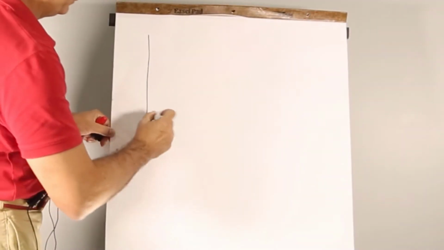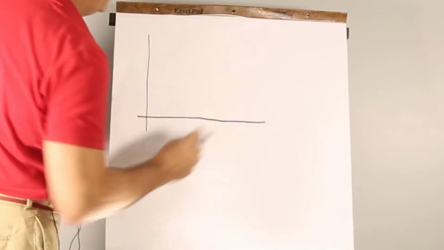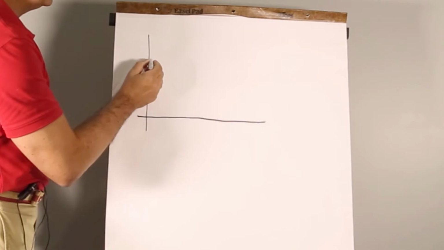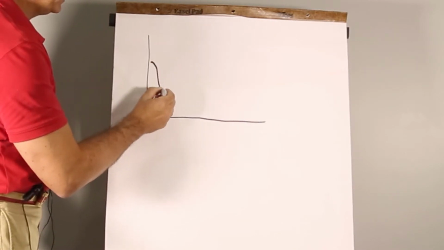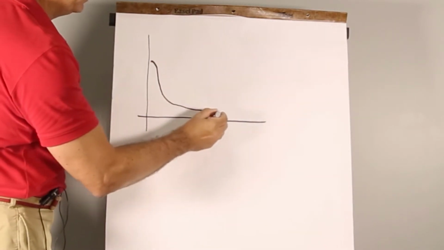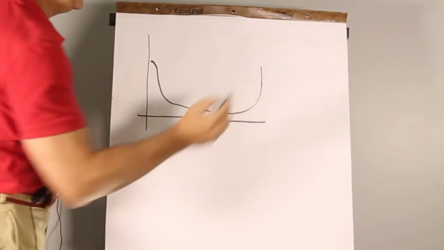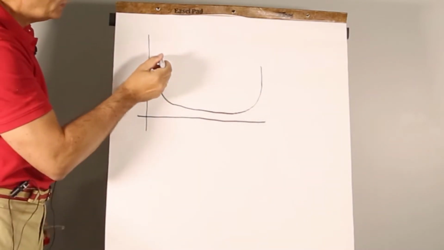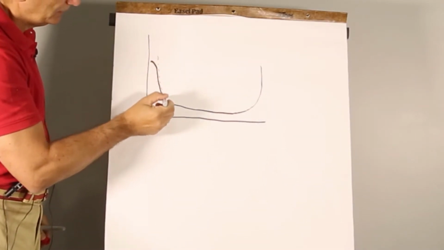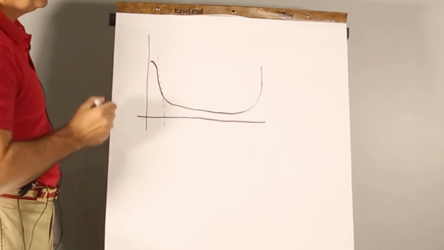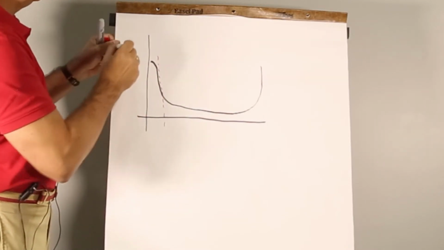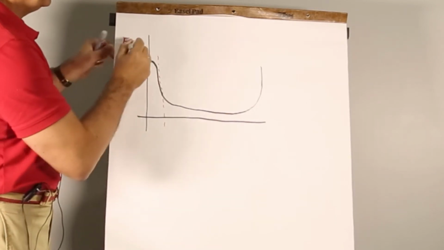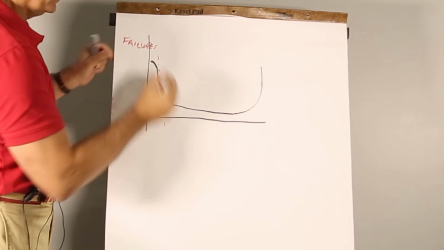And the bathtub curve is what most reliability engineers refer to as how we characterize how a product's life goes. And as you can see here, at the beginning, we typically have a high number of failures. So these are the failures, and over here is time.